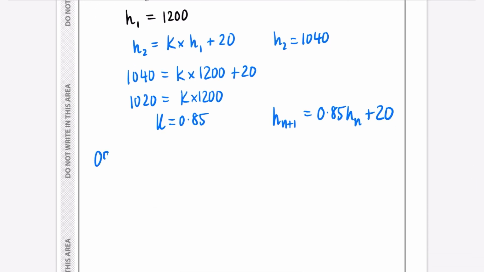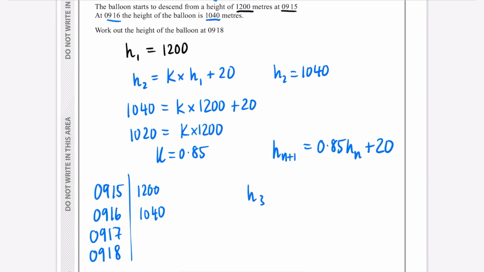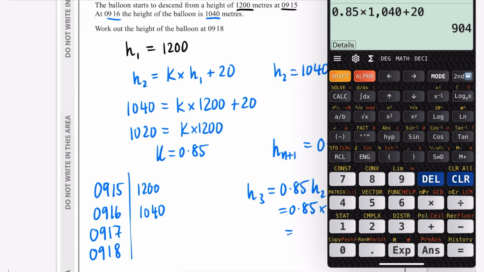So we have at 9:15, we have 9:16, 9:17, and 9:18 is the one that we want. So it started off at 1200. It then went to 1040. Let's find out the next one. So h3 will be 0.85 times h2 plus 20. That's 0.85 times by 1040 plus 20. 0.85 times 1040 plus 20, that is 904.